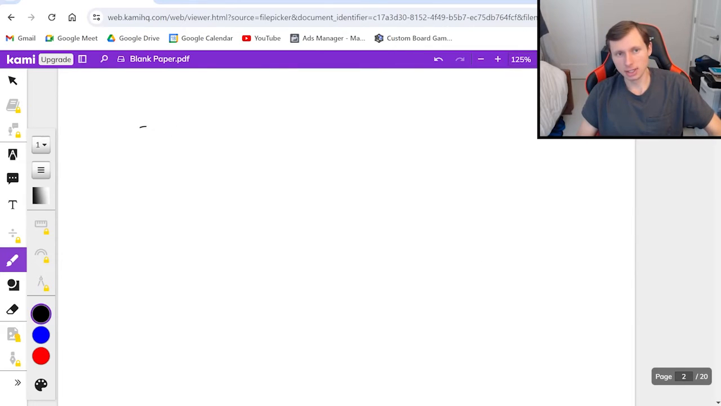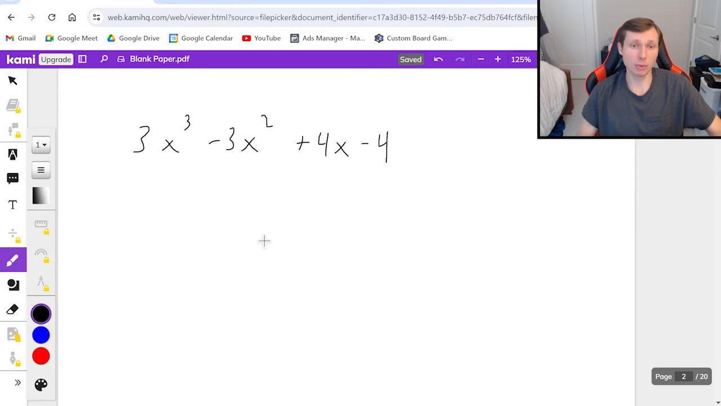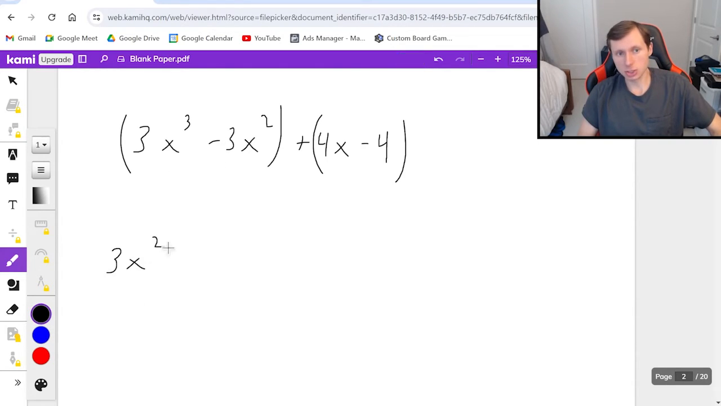So the next one, let's say I have 3x cubed minus 3x squared plus 4x minus 4. And again, I want to solve this by factor by grouping. So the first thing I'll do is I'll group this into 2 quantities, like this. And then I ask myself, what do both of these things have in common? Looks like to me they're both divisible by 3x squared. So I'm going to pull a 3x squared out in front.